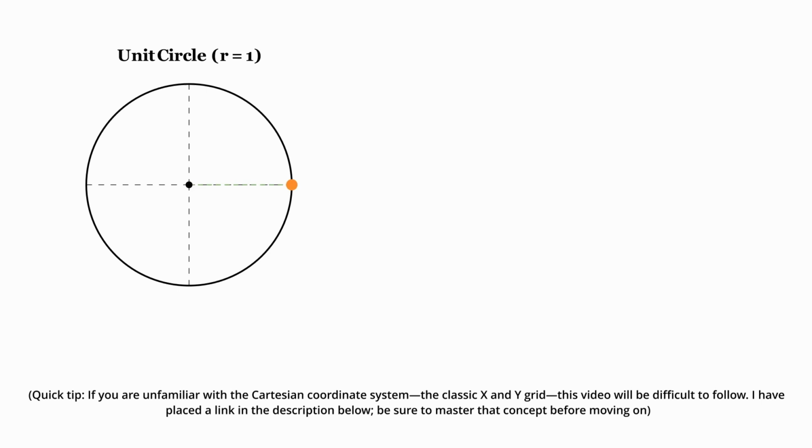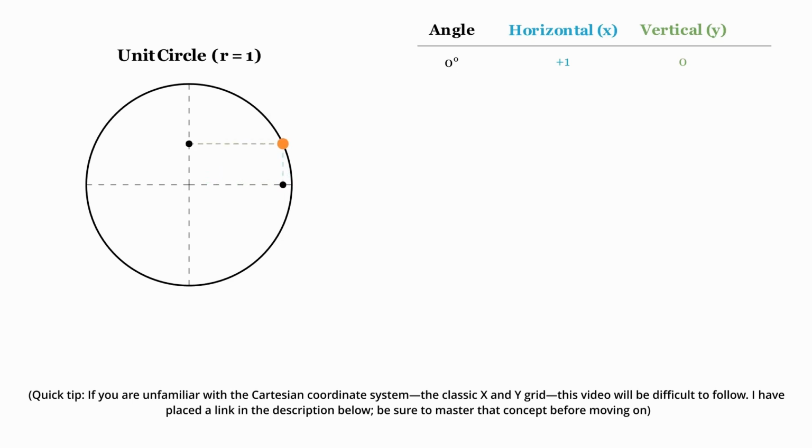At the starting point, the car hasn't covered any angle yet, which means it is at 0 degrees. At this exact moment, the car is at its maximum horizontal displacement of +1, while its vertical displacement is exactly 0. As the car moves forward and covers exactly 90 degrees, its horizontal displacement drops to 0, and its vertical displacement reaches its maximum of +1.